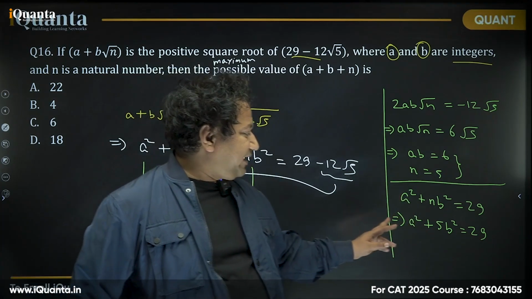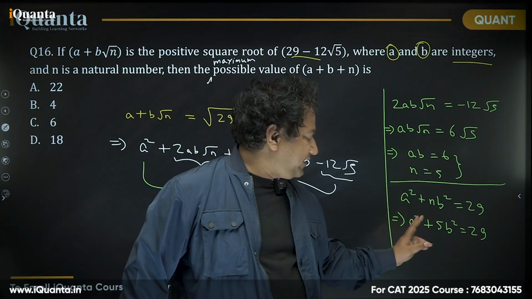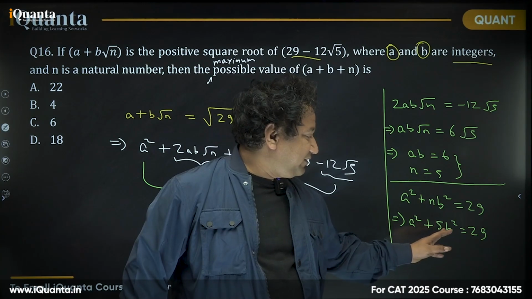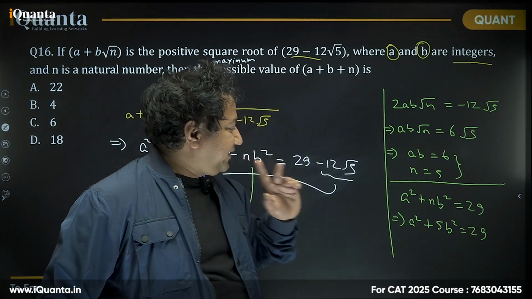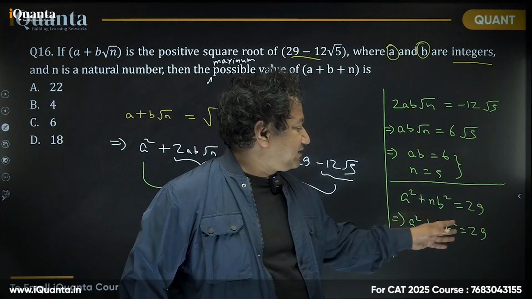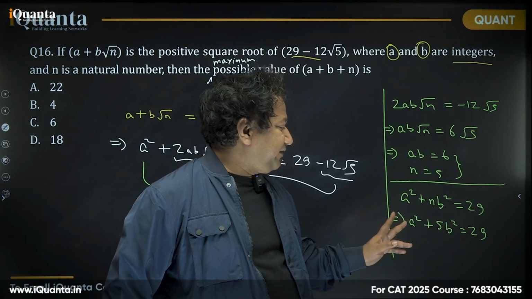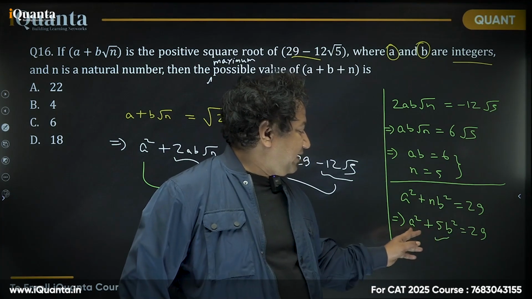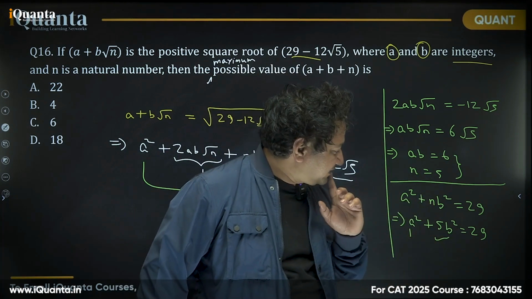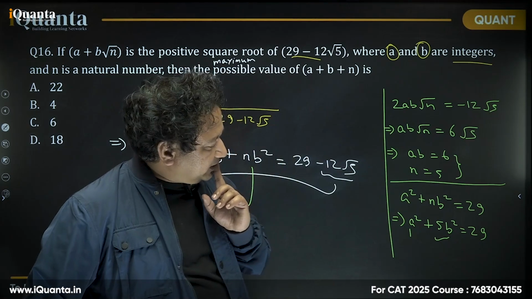So if I take 1 and 6, 1 square plus 5 times 6 square, 6 square is 36. It's huge. I cannot take that. If I take 6 and 1, 6 square is 36. Again, huge. I need to take something where the value of 5b square is less than 29 and a square is also less than 29. So 5b square looks great to me.